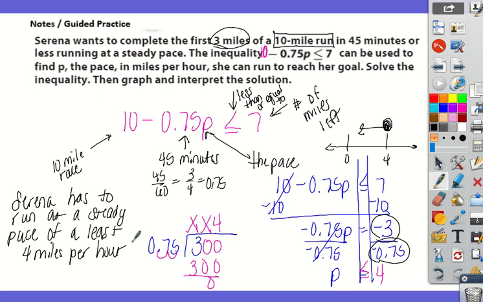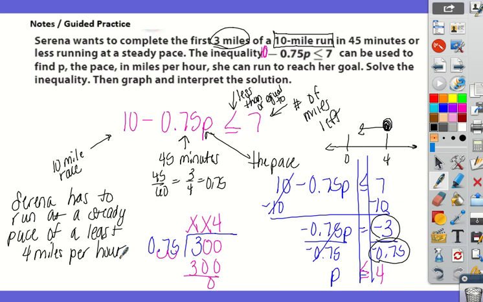So I think they maybe should have used better numbers, but in this particular problem that we solved, Serena has to run at a steady pace of at least 4 miles per hour. That is fast. I mean, I'm just telling you guys right now, as a runner, that's really fast. I want her on my team, right?